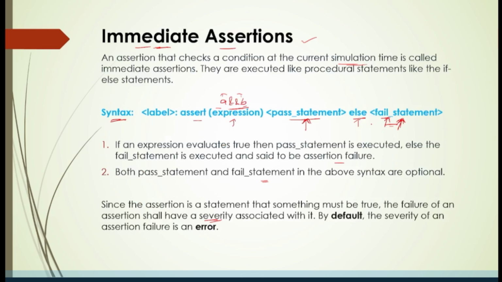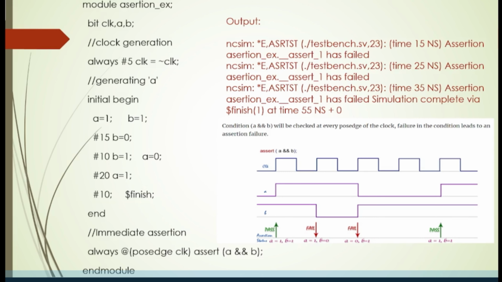So let us see how we are going to write the immediate assertion. For example, if this is my particular code, here I am having clock, A and B. Clock and A are inputs. Here you have generated the clock: always #5 clock = ~clock. That means the clock period is a total of 10 time units, right?